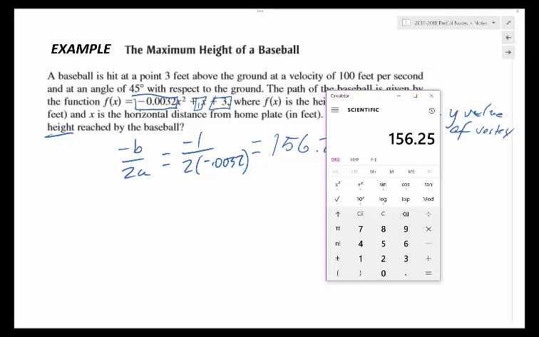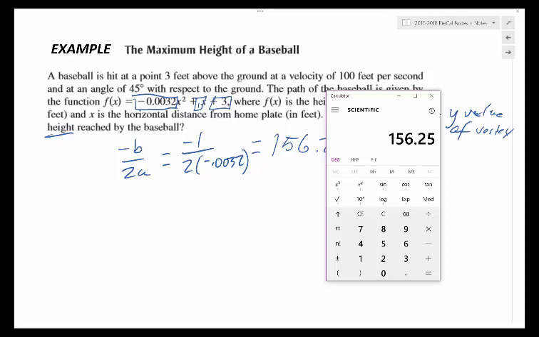So consider how fast and how far a baseball goes. If you hit a baseball hard, 156 feet away from home plate is not that hard to see it reaching its maximum height. That tells you that it's going to go for about 300 feet. So the middle of it is 156.25.